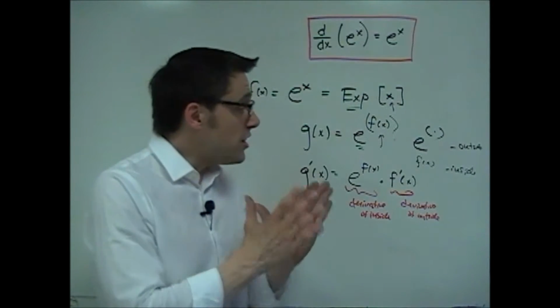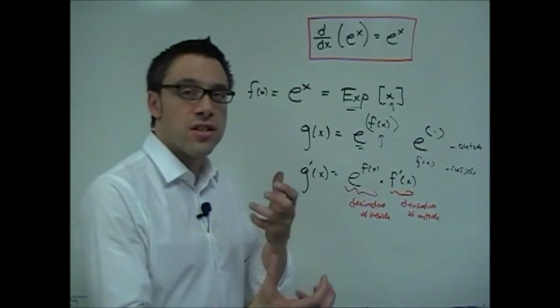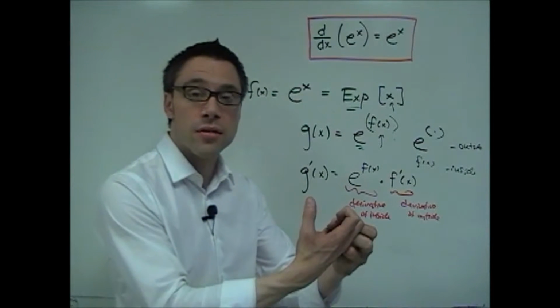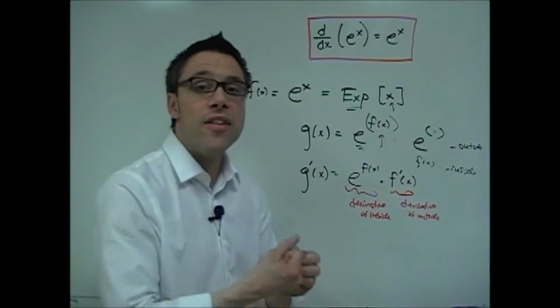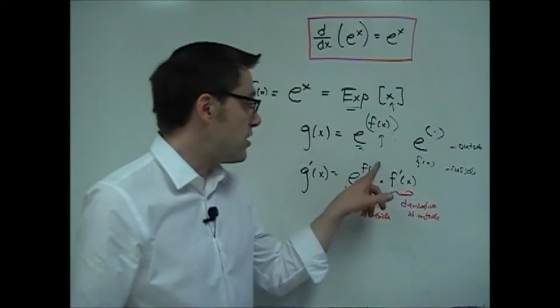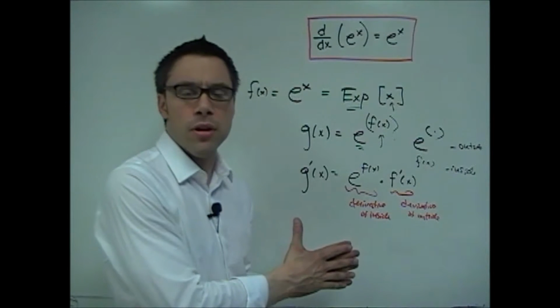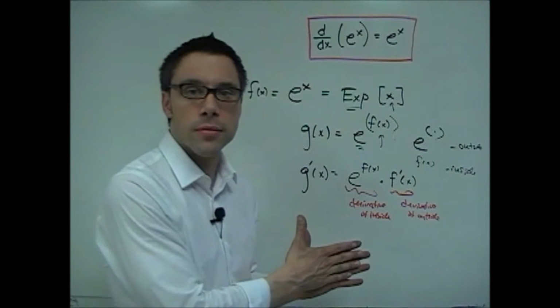And again, the thing that makes this complicated is it's not always easy to recognize that the outside function is e to the x, or e to the something, and the inside function is whatever that thing is. In this case, I called it f. Let me do a short example to show you how this works.